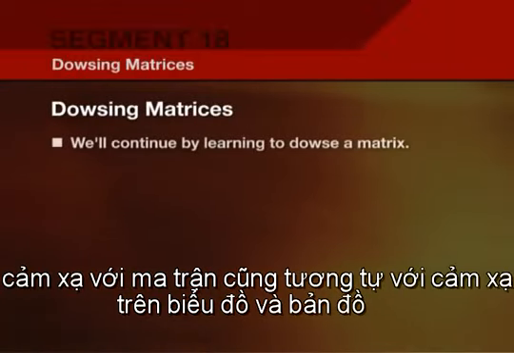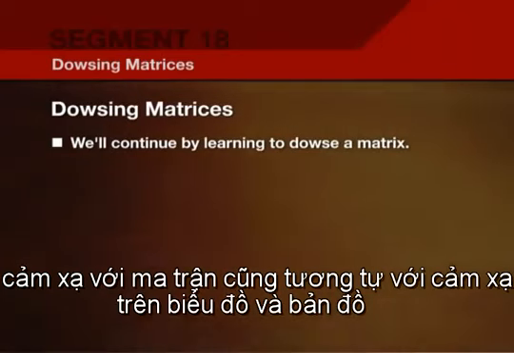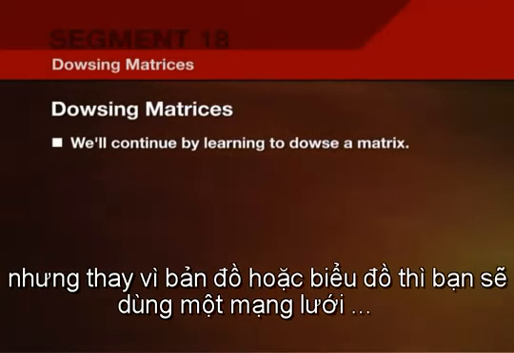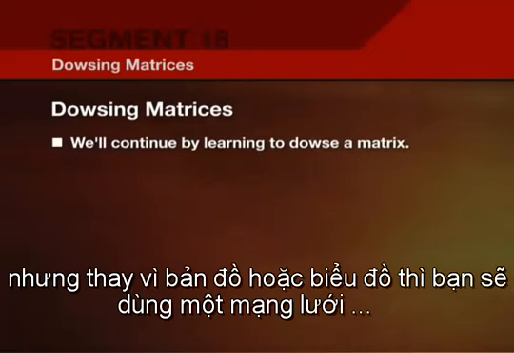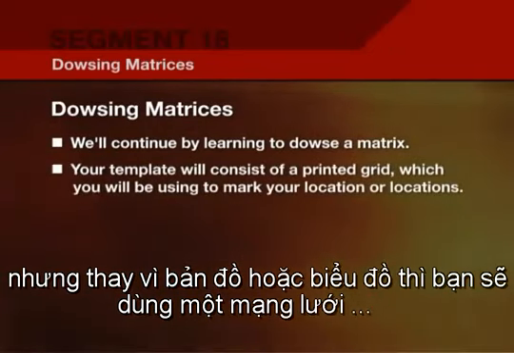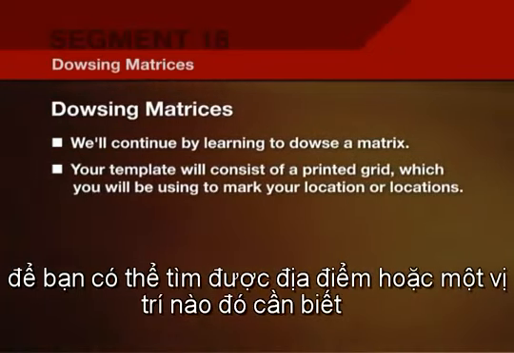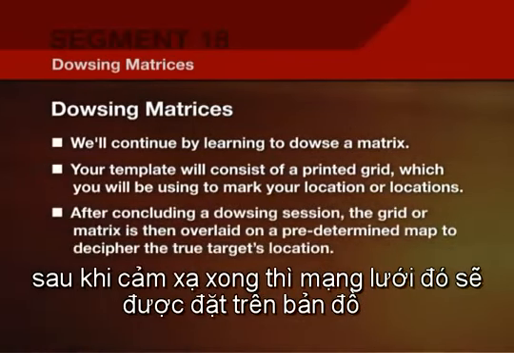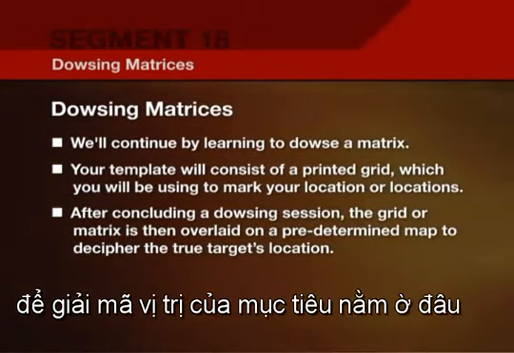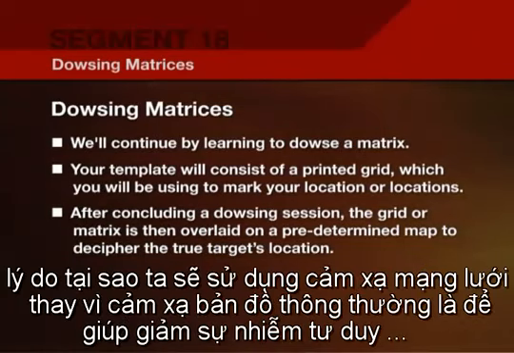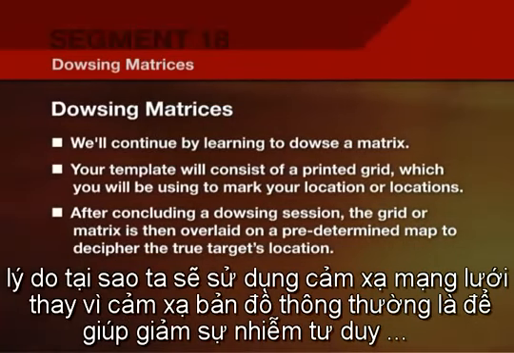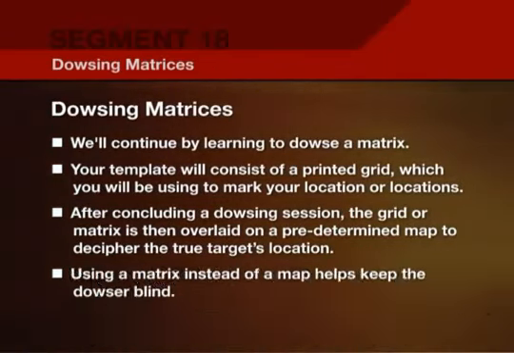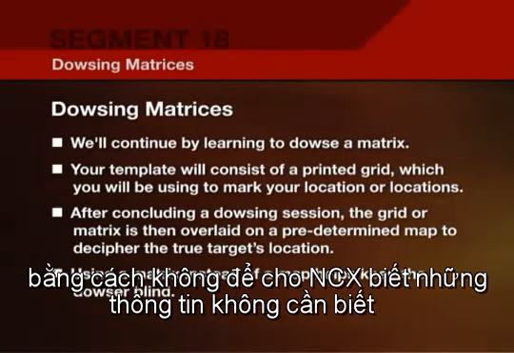Dowsing a matrix or matrices is similar to map and diagram dowsing. However, instead of directly dowsing a map or a diagram as you did earlier, your template will consist of a printed grid, which you will be using to mark your location or locations. After concluding a dowsing session, the grid or matrix is then overlaid on a predetermined map to decipher the true target's location. One reason for utilizing a matrix as opposed to traditional map dowsing is to help remove analytical overlay by keeping the target blind to the dowser.